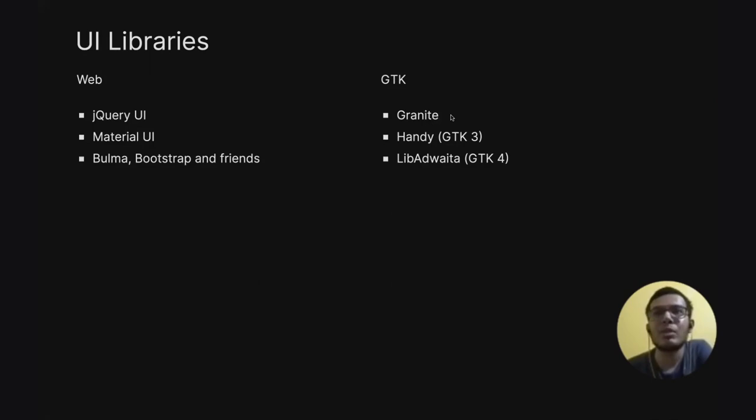Granite is what the elementary team has developed, and it provides a lot of things that comply with the elementary human interface guidelines. So in many cases, you will find some of the patterns mentioned in the human interface guidelines implemented in Granite, because they are not implemented in base GTK. If they eventually do get implemented, then they get deprecated from Granite, because of course, why maintain two implementations?